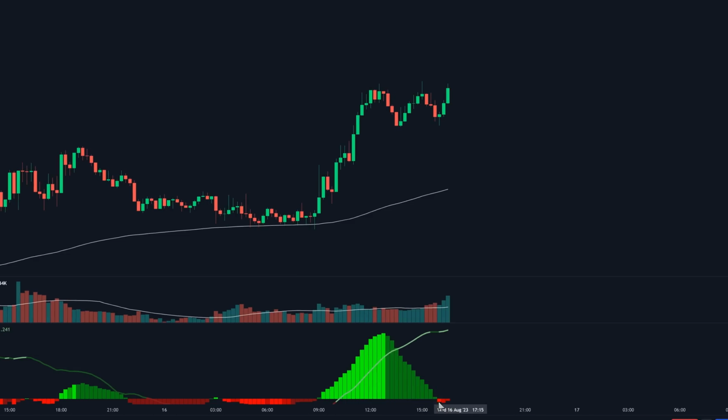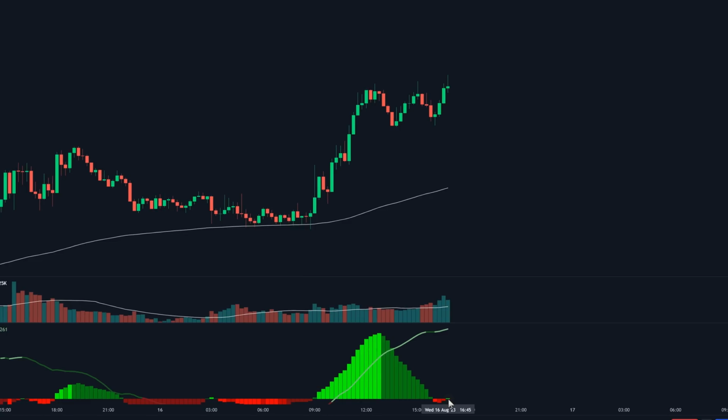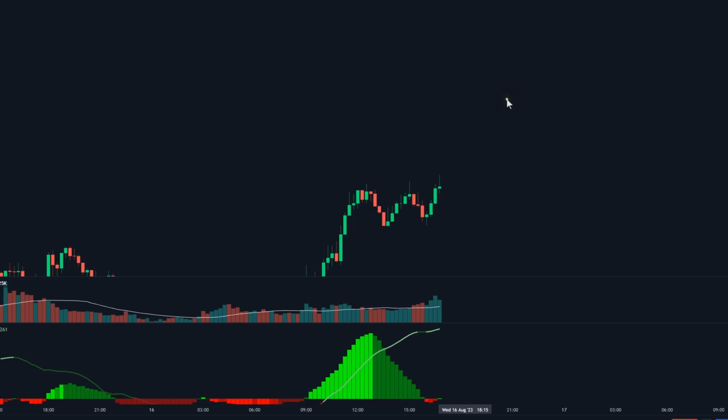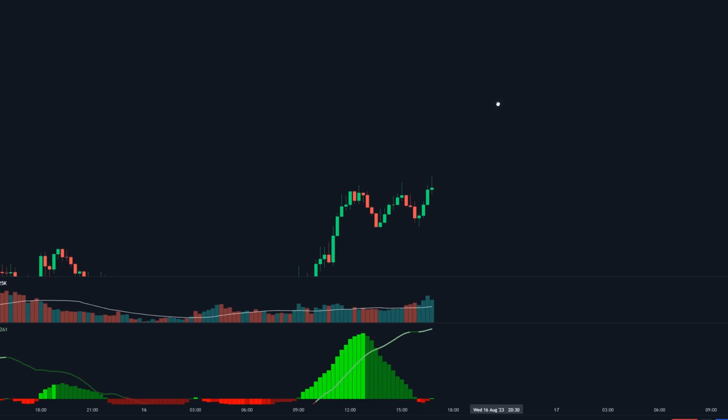After we have the pullback, we need a green histogram bar to be printed to indicate the end of the pullback. Now, at the end of the pullback, this oscillator should be colored bright green, like it is right here, to indicate that the strength of the bullish trend is increasing. Last but not least, we want to confirm that there is enough bullish volume in the market to push the price all the way to take profit. For that, we want this last histogram bar of the volume indicator to be colored green, and it should also be above this white moving average.